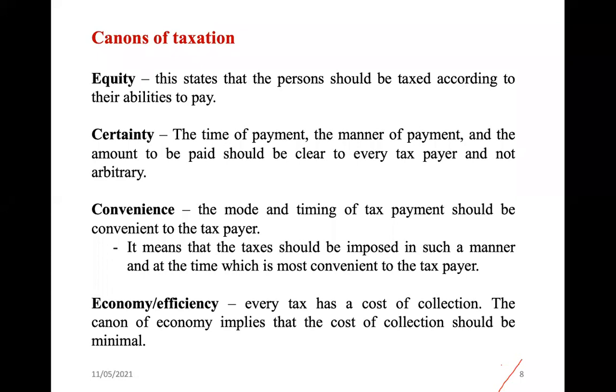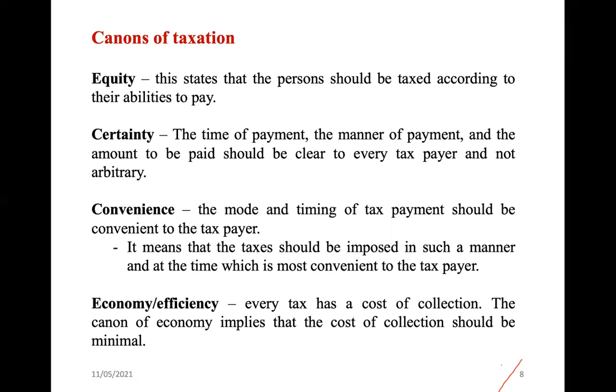In terms of certainty, the principle says that the time of paying the taxes, the manner of paying the taxes, and the amount to be paid should be clear to every taxpayer and not arbitrary. So what this means is that every taxpayer should know the time he or she is required to pay the tax, and the manner in which he is expected to pay the tax, whether he should send a Momo or make a bank payment or whatever way the law prescribes. And the amount he or she is supposed to pay should be known. Okay, so that is the canon of certainty.